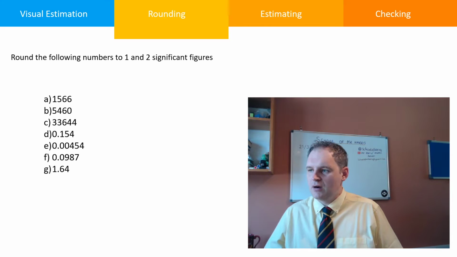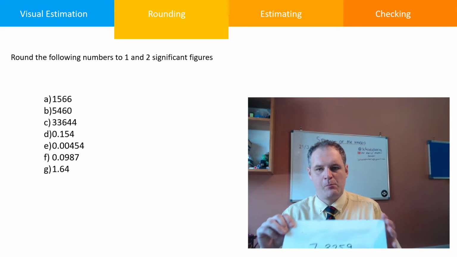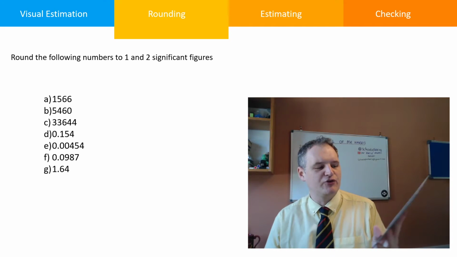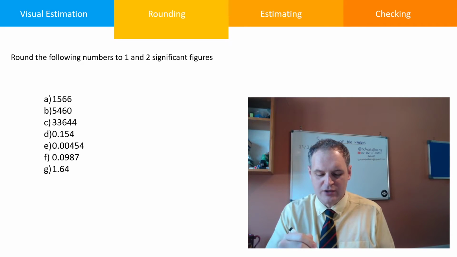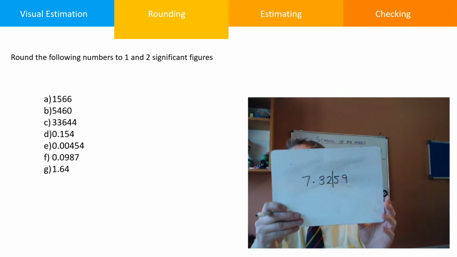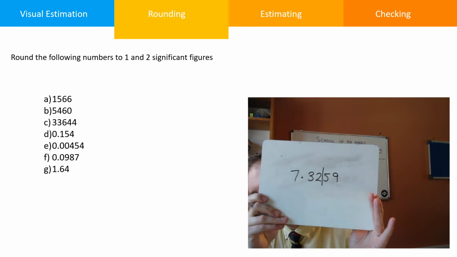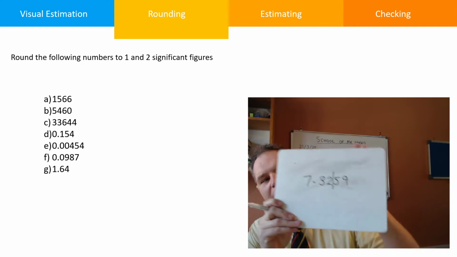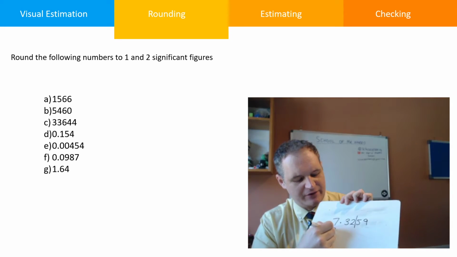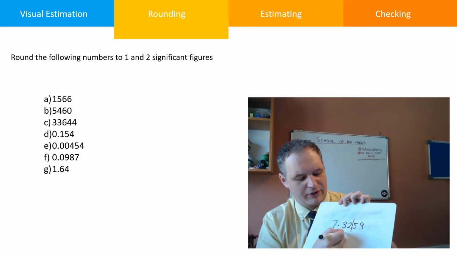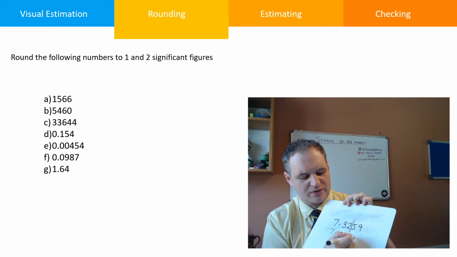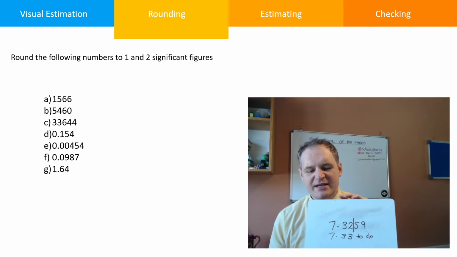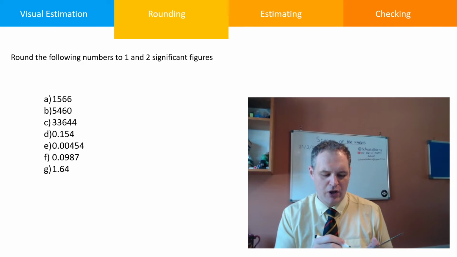Okay. So we've got this number here. To round this to two decimal places, I count 1, 2, and I put a line after the 2. Then, because the next number is 5, that's going to make it into 7.33 to 2 decimal places. But what we're looking at now is significant figures.